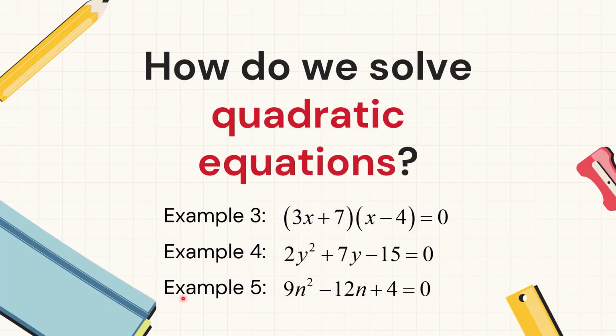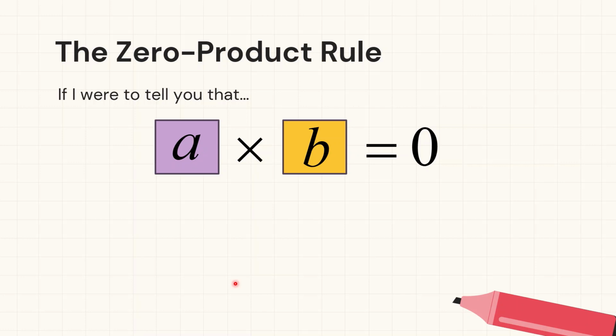The main thing that we want to learn today is how do we solve quadratic equations. And these are some examples that we will be going through in examples 3, 4, and 5. Before that, we want to learn what is the zero product rule. So for example, if I were to tell you that a times b is equals to 0, what can we say about a and b? Let us pause here for a moment to think about what the numbers a and b could actually be.